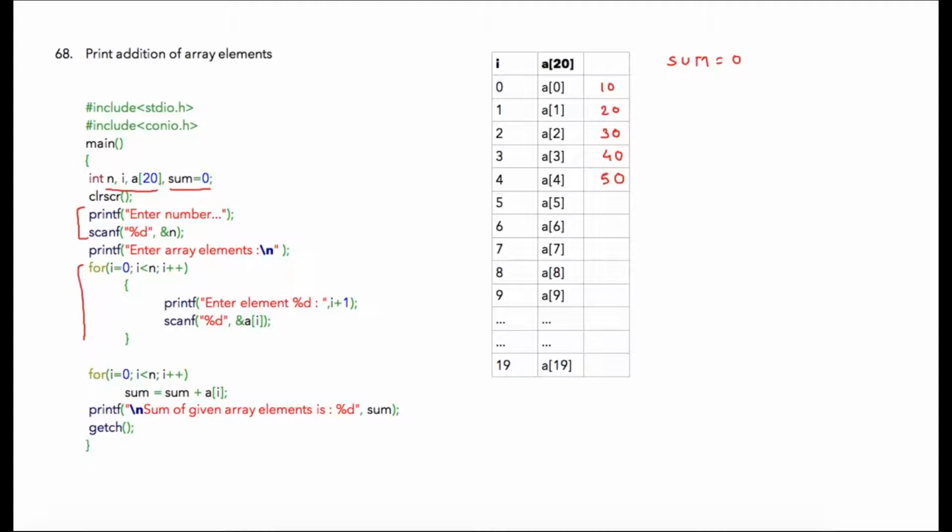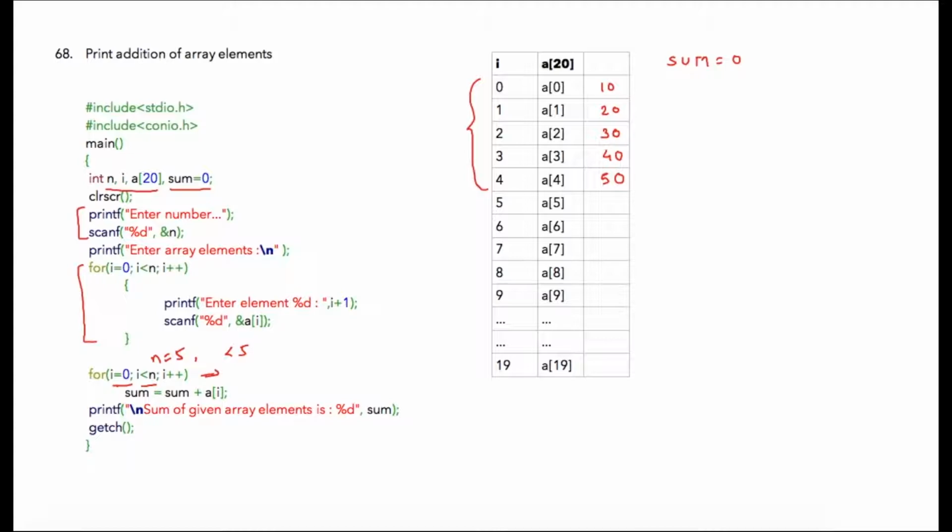Then this is our standard for loop that will take all the values from user and store it into our array elements. So suppose user has entered n equal to 5, and he has entered 10 to 50 into these array elements. So to add all these elements, we need the same for loop starting from 0 till 4, because n is equal to 5 and condition is used as less than 5.